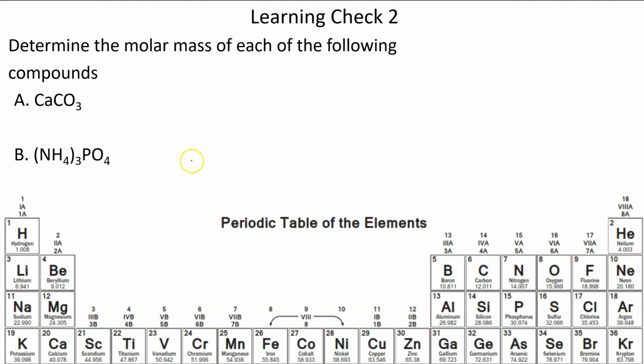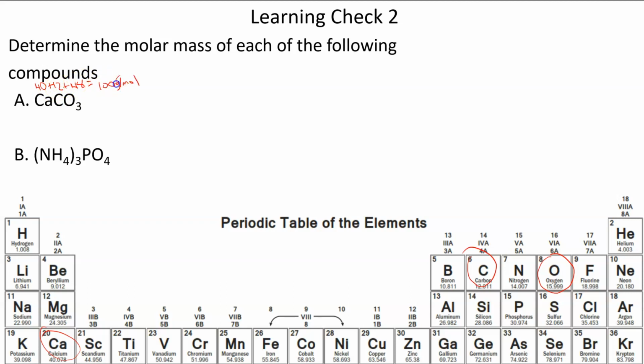Let's do some more. Calcium carbonate. All right, calcium is right here. 40. So it's going to be 40 plus carbon, which is right here, 12, plus oxygen, which is right here. You have 3 of them. So 3 times 16, which is going to be 48. So then you add all these together. You get 40, 48, 50, 60, 100 grams per mole.